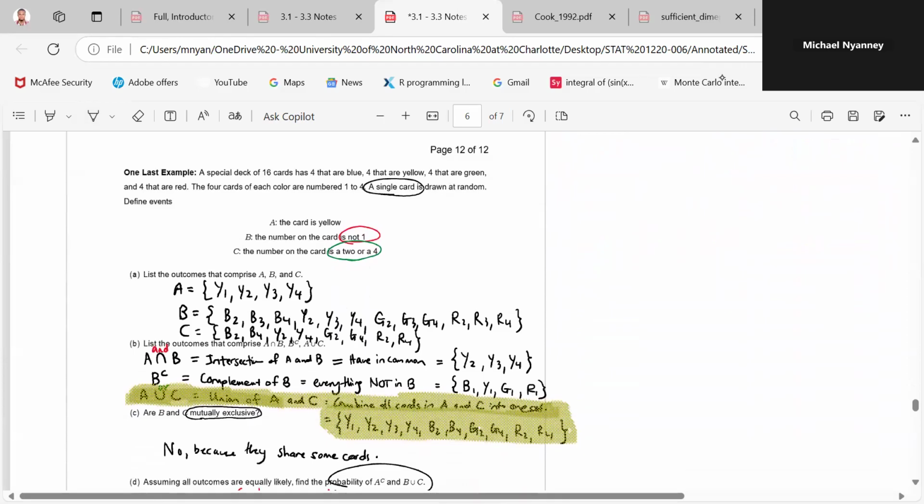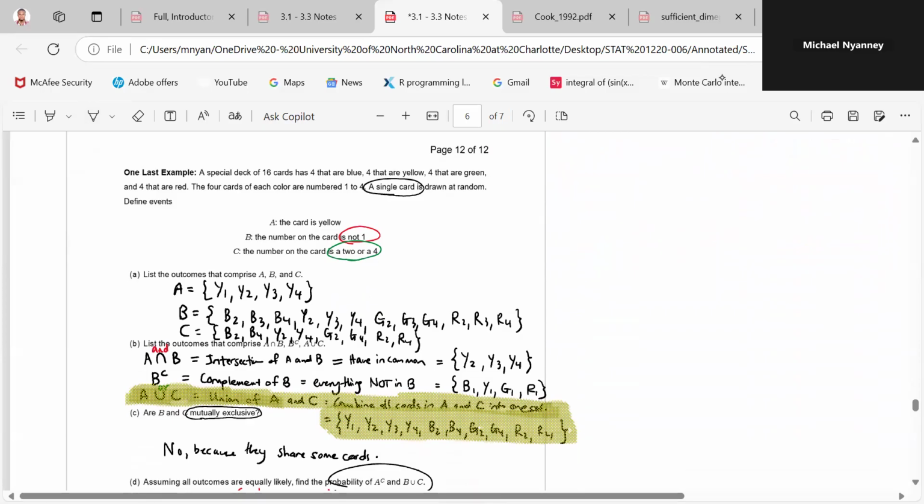Okay, so let's check some example here. Here we have 16 cars, and four of them are blue, four are yellow, four are green, and four are red. These cars are numbered 1 to 4, okay? And a single car is drawn at random.